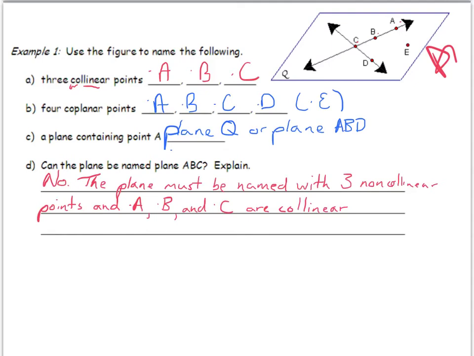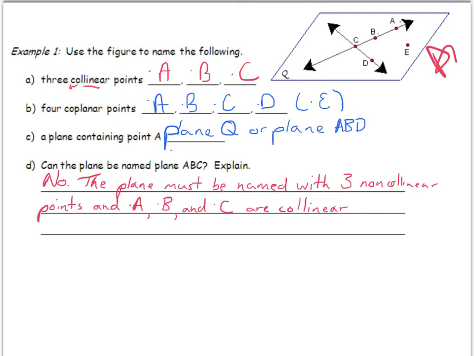So 4 coplanar points, as you can see, all of these points are actually in the plane. So you could have had something like A, B, C, or D, but E, don't forget, E is also in the plane. So if you had E replacing one of the other letters, that's okay.